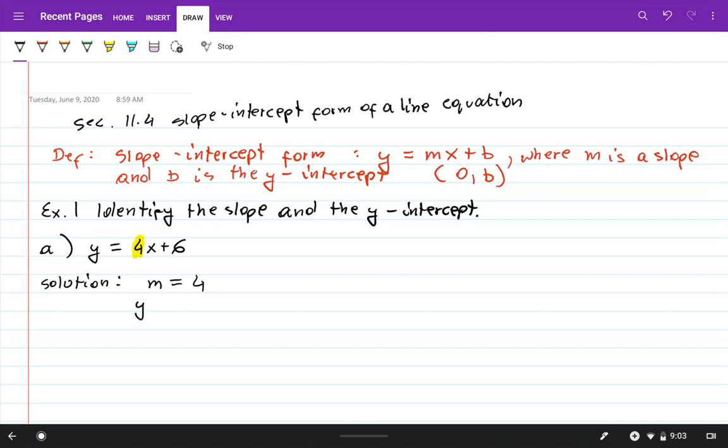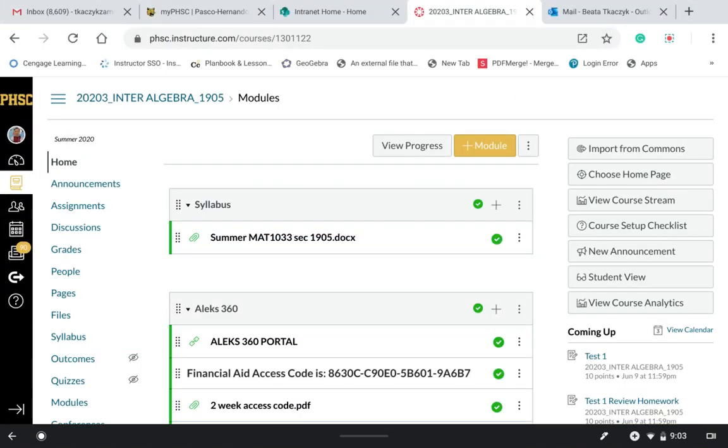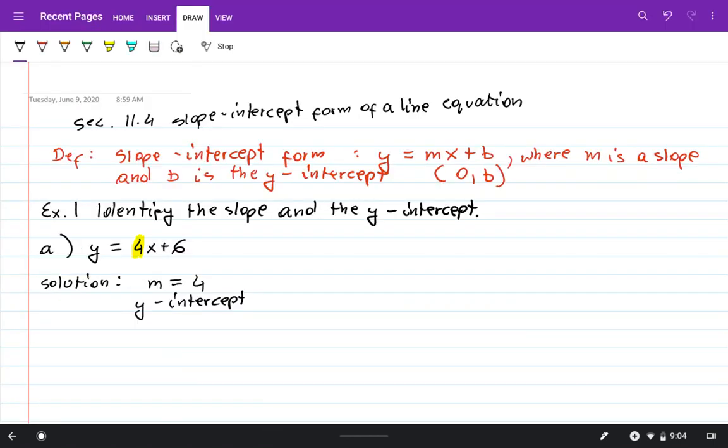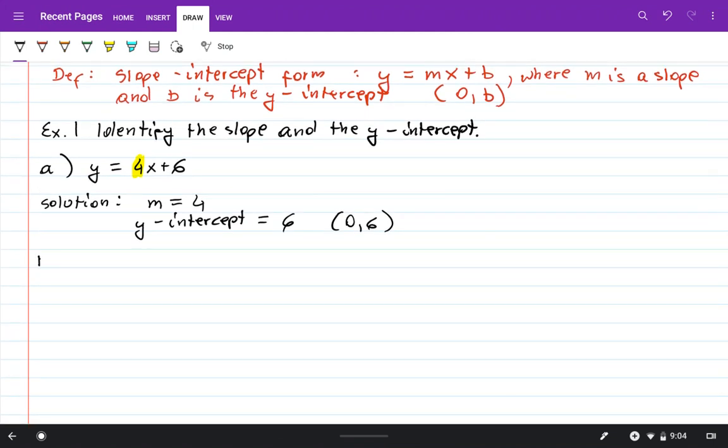And y-intercept is the number, okay. So y-intercept, in this case our b, equals 6, which means we have a point 0, comma 6. Okay, so let's do example b. In b we have y equal 3.5x minus 4.2. So this equation is in the slope-intercept form.